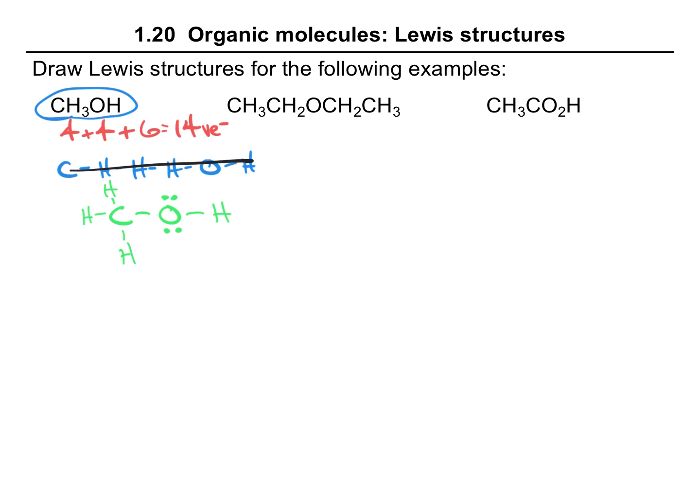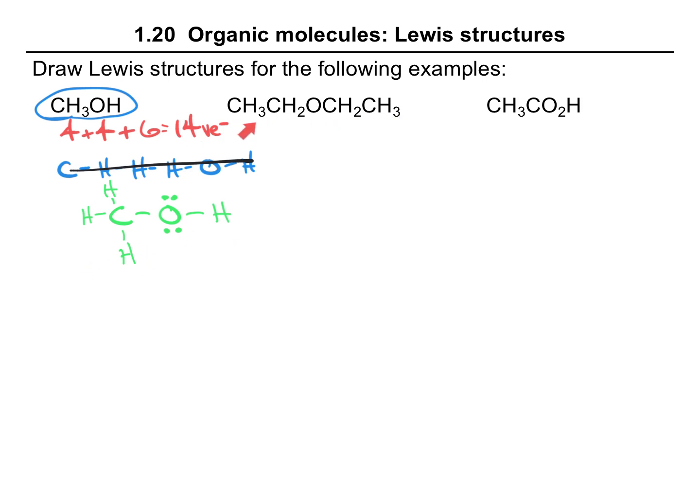And now we're ready to check our structure. So carbon and now oxygen both have an octet. Each hydrogen has the duet, or the 2 electrons that it needs to be like a noble gas. And we're using 2, 4, 6, 8, 10, 12, 14 electrons, which is what we have to work with. This is an example of an alcohol.